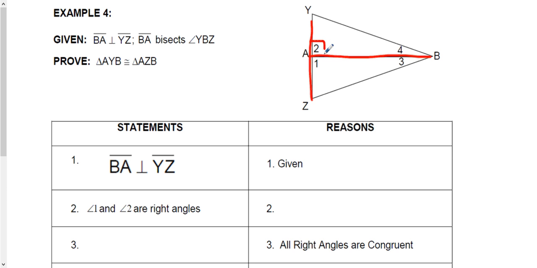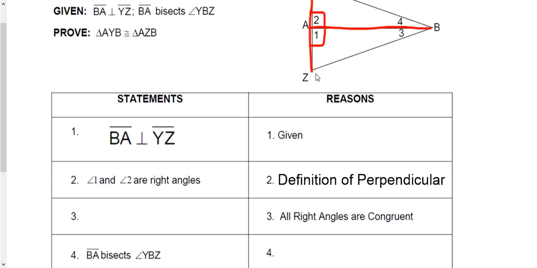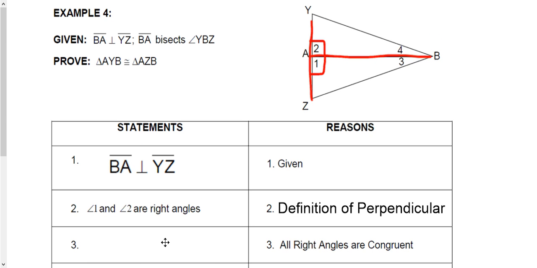So these are right angles, 1 and 2. So they put that next. 1 and 2 are right angles. Why is that? Definition of what perpendicular means. It intersects at a right angle. Then they went on to say, okay, if that's true, then angle 1 and 2 are congruent, right? All right angles are congruent. So we have one congruent angle so far.